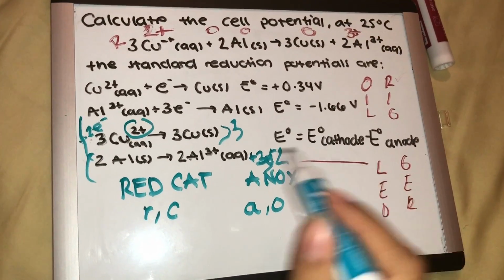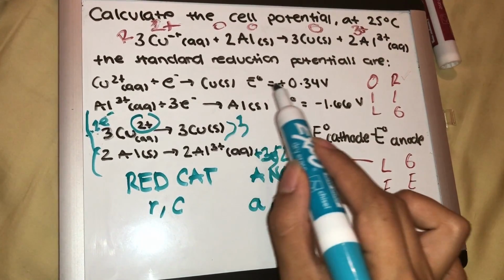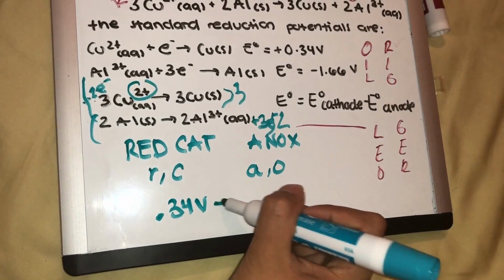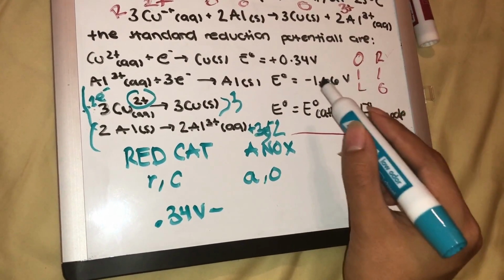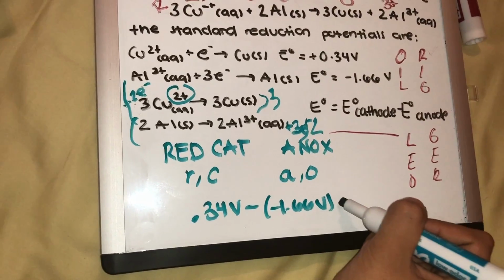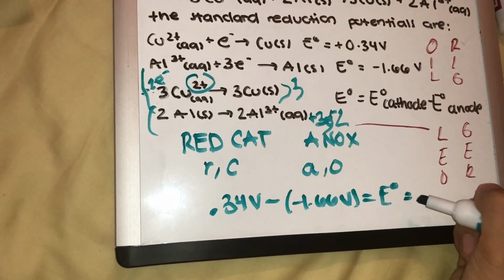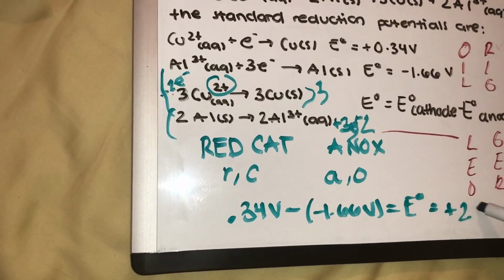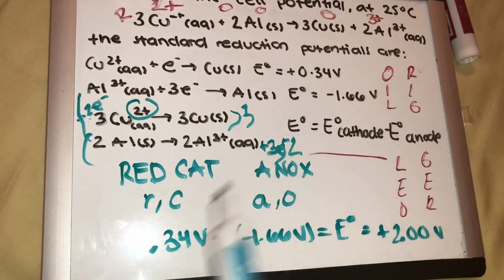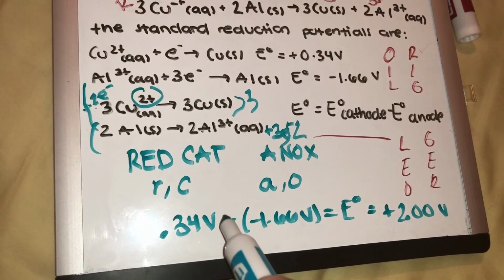It's going to be E of cathode, and the cathode in this case is the Cu. So we have 0.34 volts minus, as it says in the equation, the anode, which is negative 1.66. Cell potential. And this would be equal to positive 2.00 volts. Since we did use the cathode minus anode equation, there was no need for flipping or switching signs. You could just input it like that since it was already subtracting.